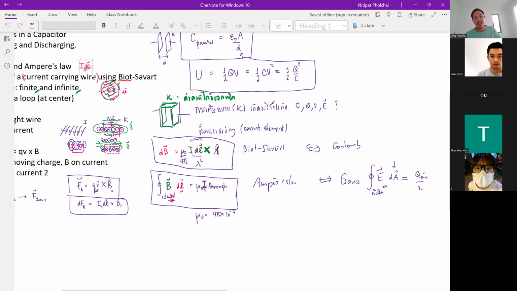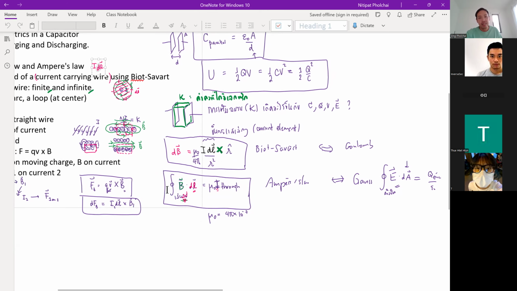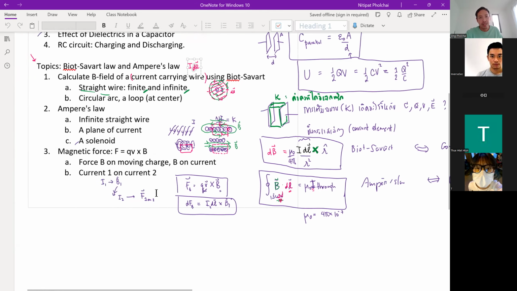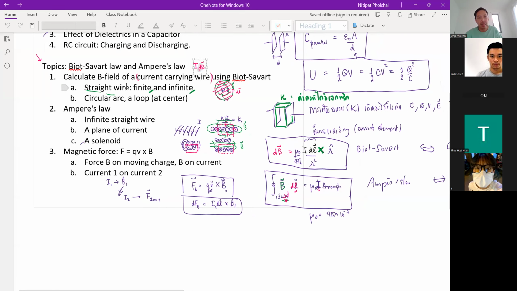So it's going to be a function of the source coordinate. If you have many different pieces and you have to add them together through integration, there will be a parameter from the position of the current element, and then you do the integration, similar to Coulomb's law. You have to add them up vectorially as well. That's the challenging part. You have to think in 3D and use the right-hand rule. The main shape you want to be able to calculate the field for is a straight wire, which can be finite or infinite.